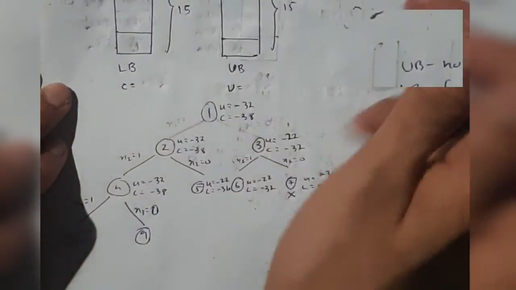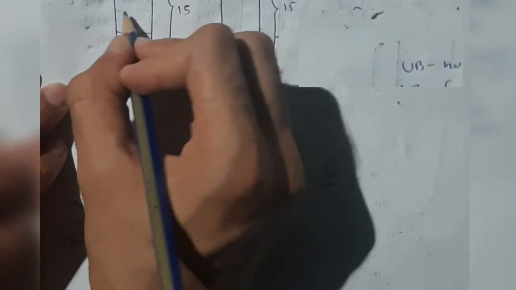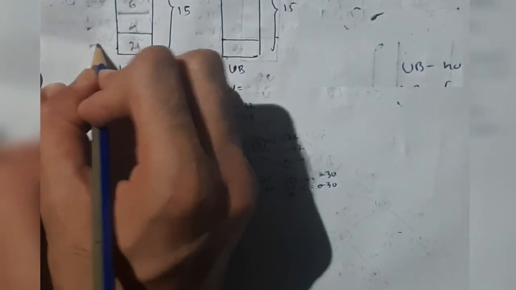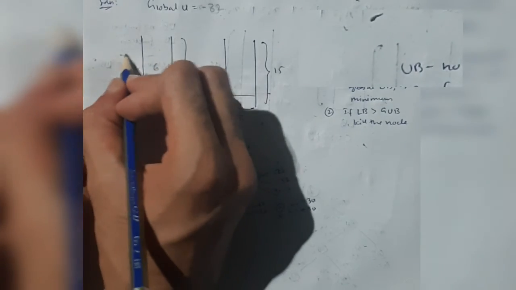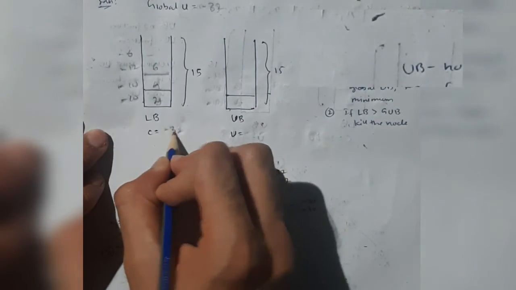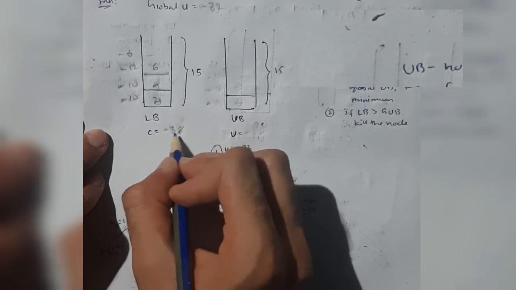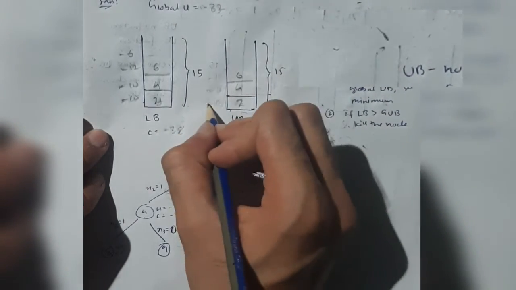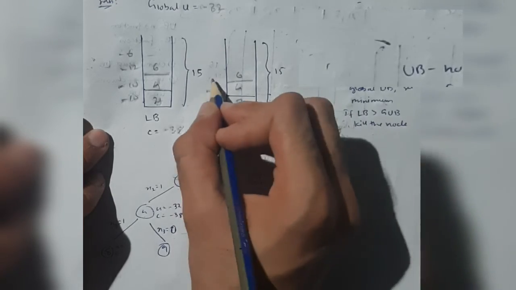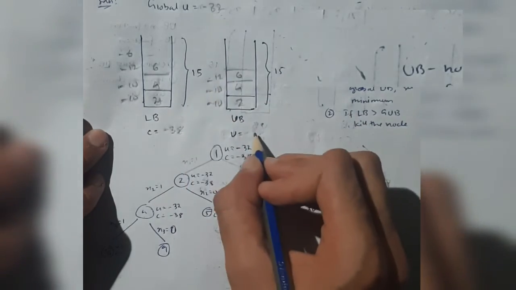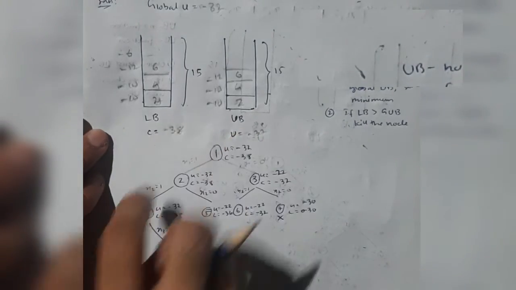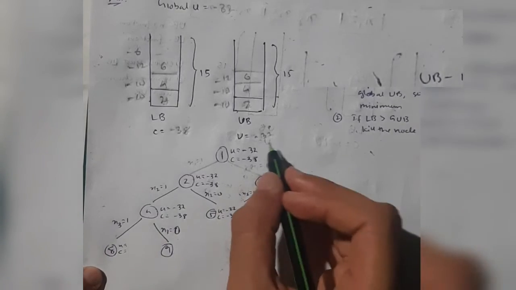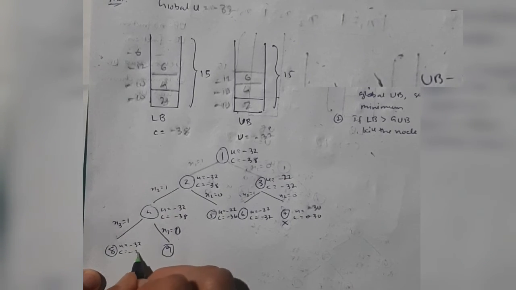When we include 2, 4 and 6, the profits are minus 10, minus 10, minus 12, and here how much is left? 3, so it will be minus 6, so the lower bound will be minus 38. And here 2, 4 and 6, so here the minus 10, minus 10, minus 12, so it will be minus 32. We'll be noting down both of these values here, minus 32 and minus 38.